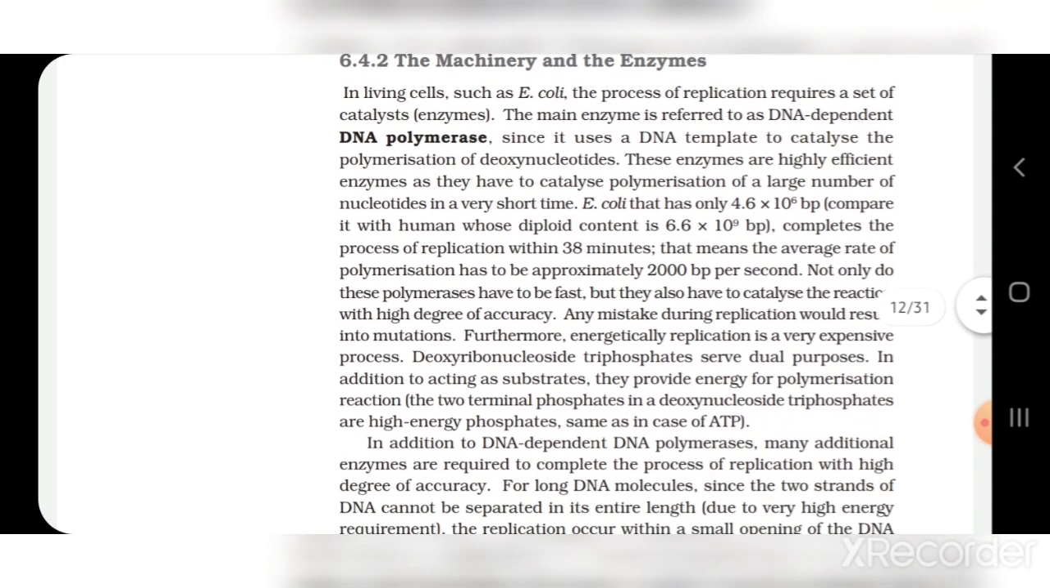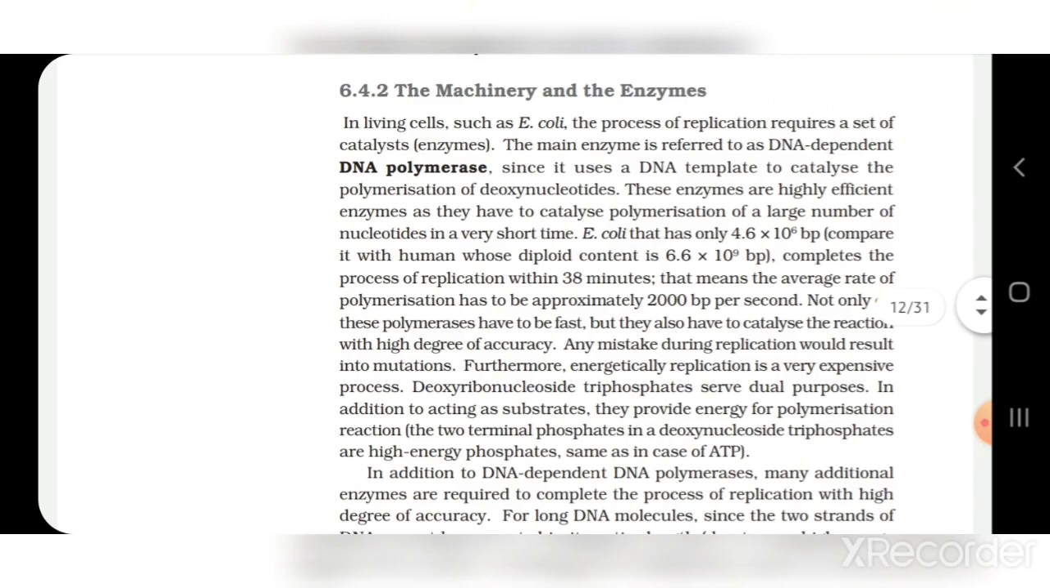Now, coming to the machinery and the enzymes for DNA replication. What are the main enzymes required for DNA replication? The main enzyme is the DNA dependent DNA polymerase. It is called DNA dependent because it utilizes the DNA template to catalyze the polymerization of deoxynucleotides.